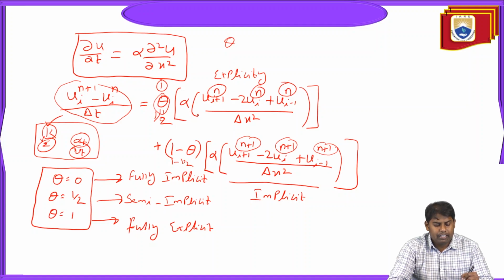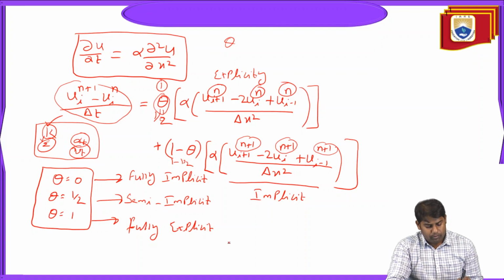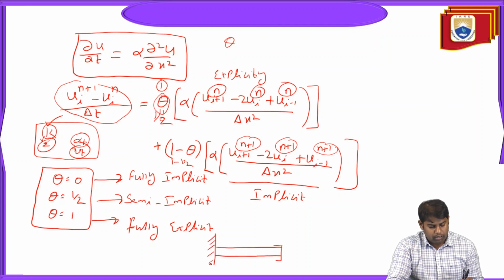So when we multiply it with theta, when theta is equal to 1, this will be a fully implicit method. When theta is equal to half, that will be the semi-implicit method. When theta is equal to 0, that will be the fully explicit method. These things are used for different applications of CFD. So let us take an example of 1D heat conduction.